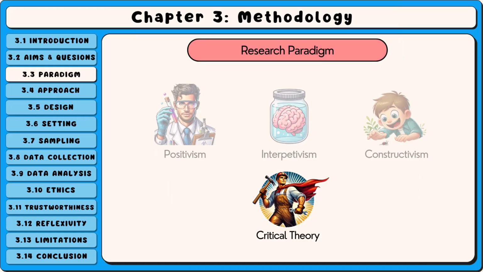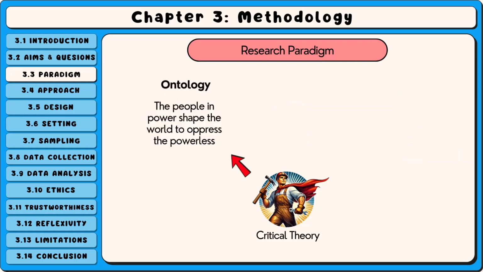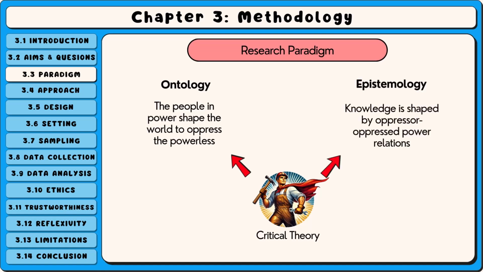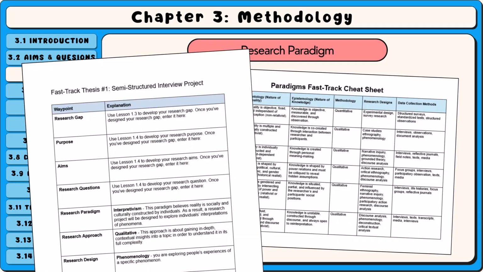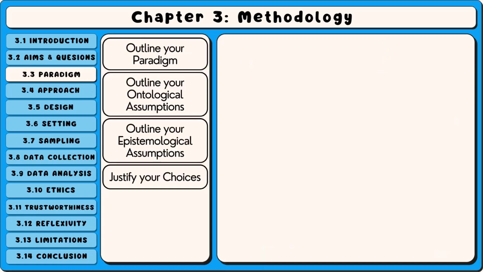Our other common research paradigm is critical theory. Critical theory's ontology is that people in power shape the world to oppress the powerless. Its epistemology is that knowledge is shaped by oppressor-oppressed relations. Critical theory is commonly used in critical discourse analysis designs. I have full detailed outlines of all of these paradigms, including critical theory, in the fast track cheat sheets, and you know where you can get them.